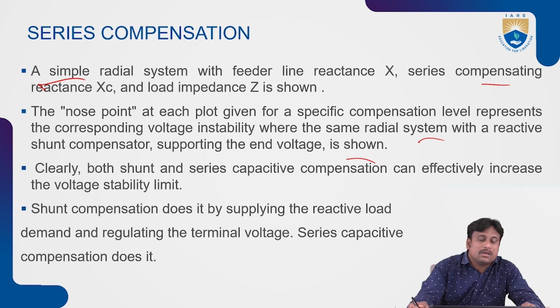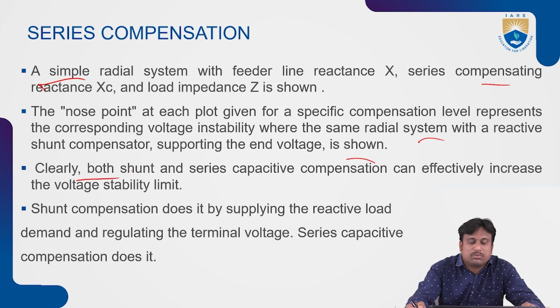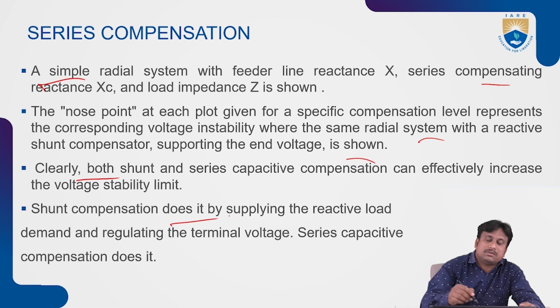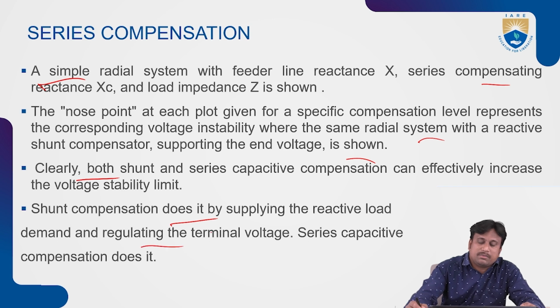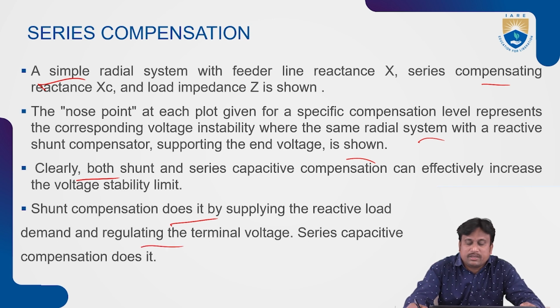So here it is clearly mentioned that both shunt and series capacitive compensation can effectively increase the voltage stability limit. Shunt compensation is supposed to be done by supplying the reactive load. So the demand and regulating the terminal voltage can be suitably reached from the series capacitive compensation method, which can achieve the suitability to the extent of the levels.